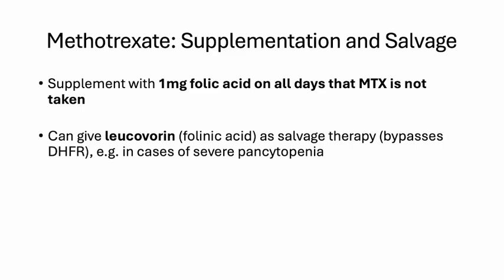Fortunately, there are a couple options to prevent or treat adverse effects of methotrexate. All patients on the medication, which they take once weekly, should take 1 milligram of folic acid on all other days of the week. You can also give leucovorin or folinic acid as salvage therapy, for example, in patients who develop a severe case of pancytopenia. And this salvage therapy works by bypassing the DHFR enzyme that we talked about earlier.